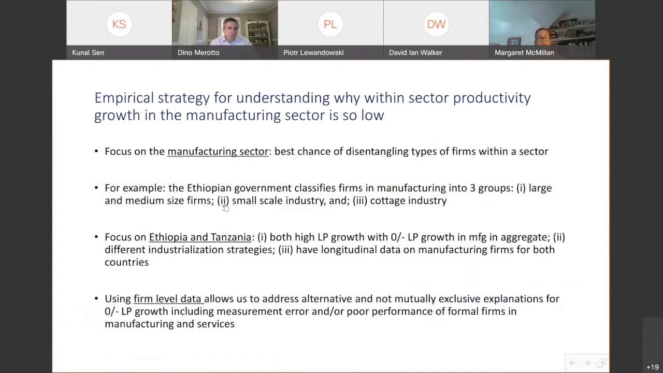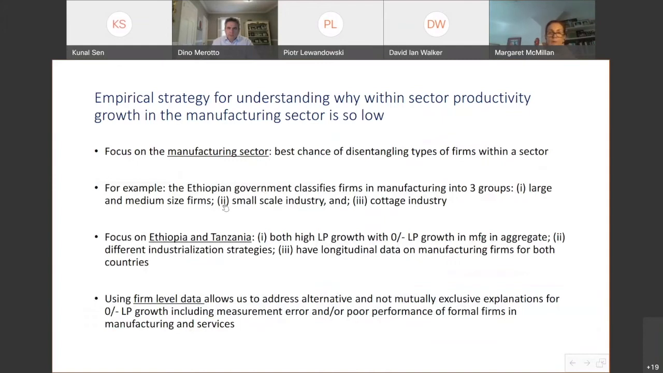So our empirical strategy for understanding why within sector productivity growth in the manufacturing sector is so low is to take the firm level data, and we have divided firms into 3 different categories: large and medium-sized firms, small-scale industry, and cottage industry. And cottage industry you can think of as household enterprises.